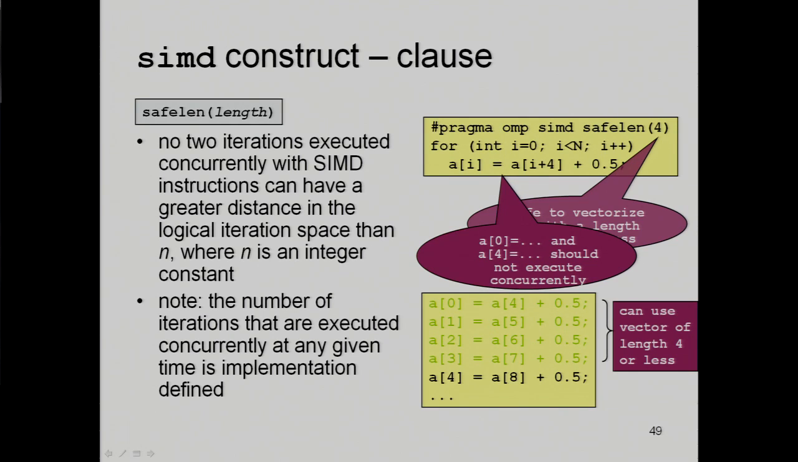Vector instruction to do this loop. And then from 4 to the next 3 of them, and then you can do another vector instruction to handle that. So this is the whole idea of this safe length.